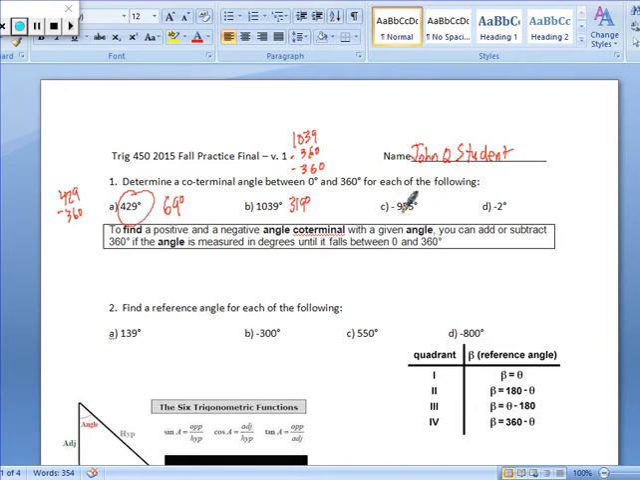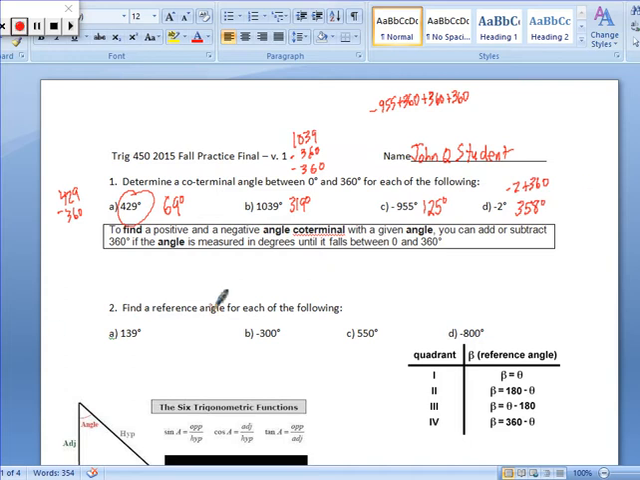For this one right here, you would have to add 360 three times. So if you did negative 955 plus 360 plus 360 plus 360, then you would end up with 125. And finally, negative 2, you only just have to add 360 so that you are between 0 and 360. So negative 2 plus 360 is going to get you 358 degrees.